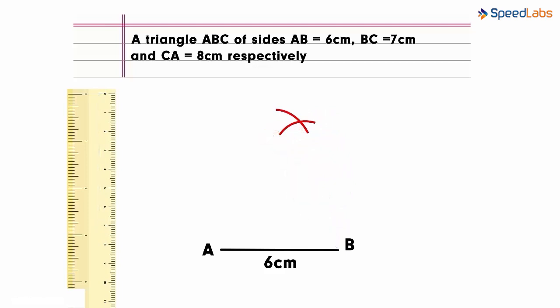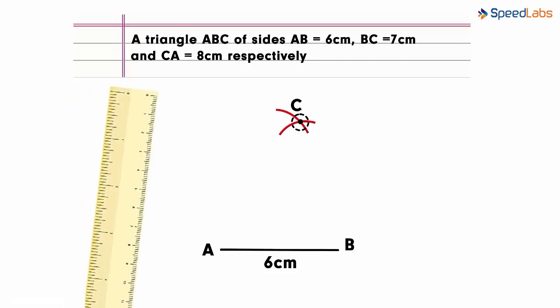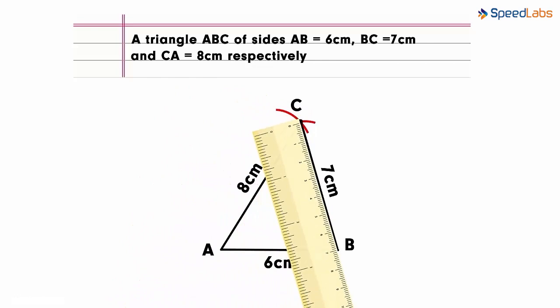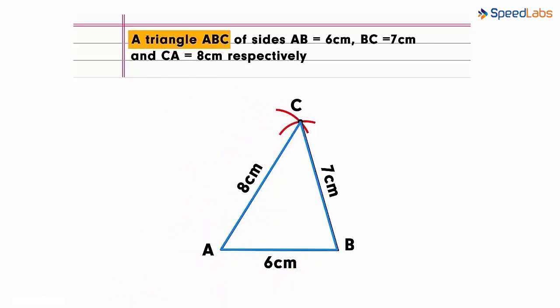Notice that the arcs intersect at this point. Can you guess which point this is? This point of intersection will be called point C. This length is AC and this length is BC. This gives us triangle ABC.